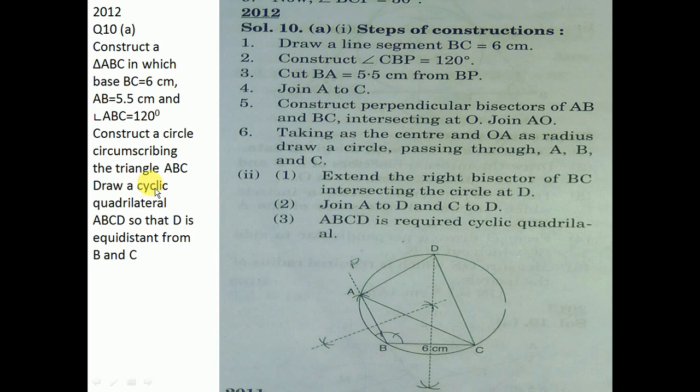Draw a cyclic quadrilateral ABCD so that D is equidistant from B and C. Where are B and C? B and C is this line. The perpendicular bisector you have drawn before, you extend it till the circumference here. Once you extend it to the circumference, then this is my D. Join them and you get a quadrilateral. It is known as a cyclic quadrilateral because all these four vertices of the quadrilateral are lying on the circumference of a circle.